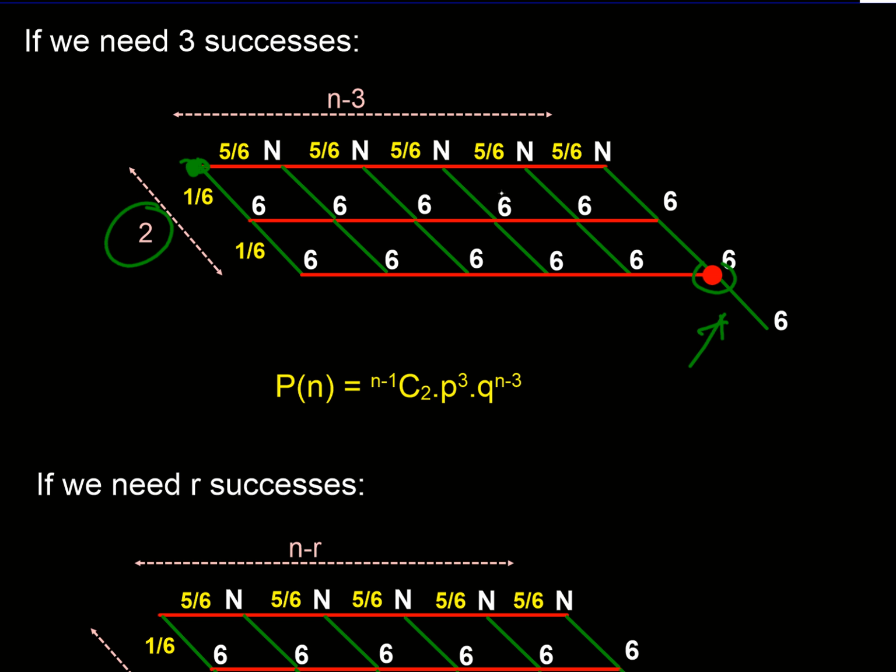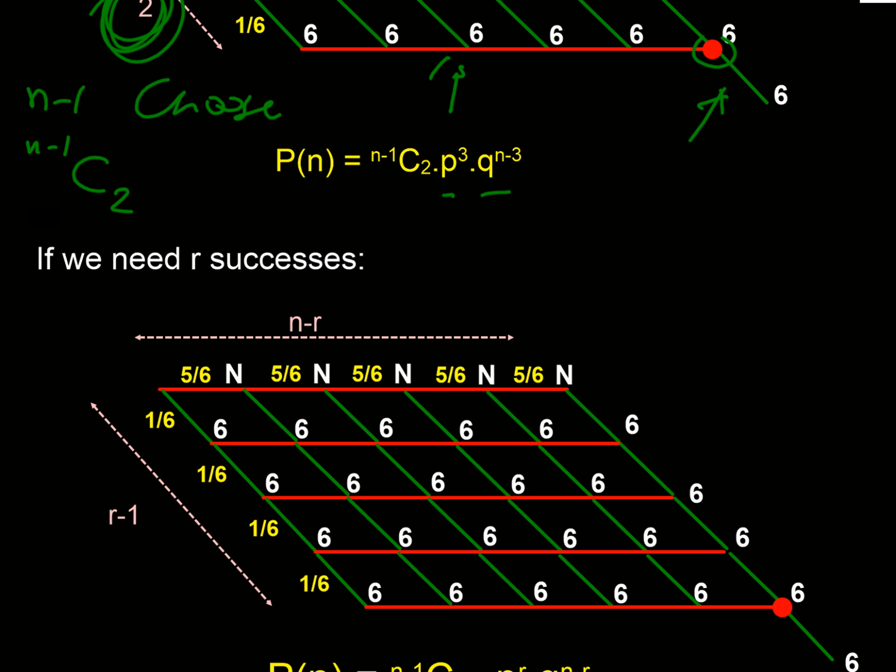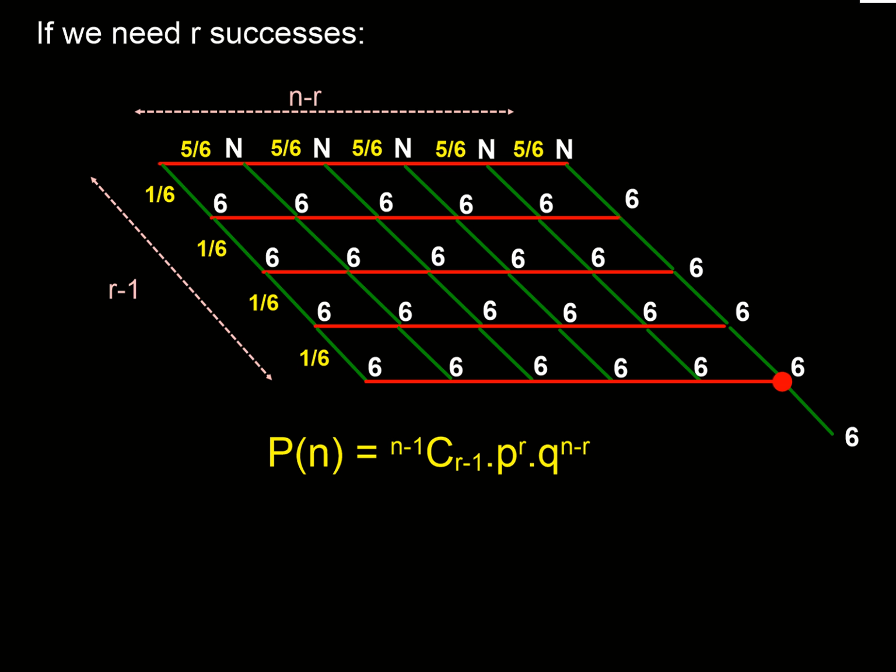Well, what I'm really doing is I've got n-1 trials, haven't I? And I'm choosing where to place my 2 successes, yeah? So that means I've got n-1 choose 2 going on here as my number of routes through this lattice. And then I've got, we said r equals 3 successes, so I've got p to the power 3, and then I've got q to the n-3. So maybe now you're starting to see what the pattern is.